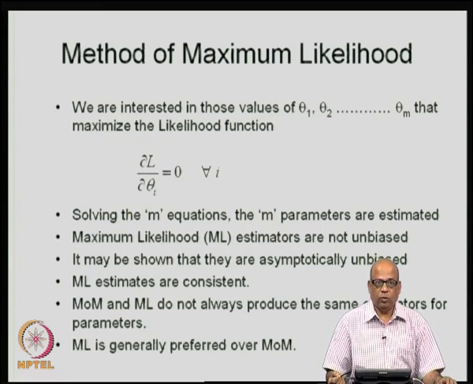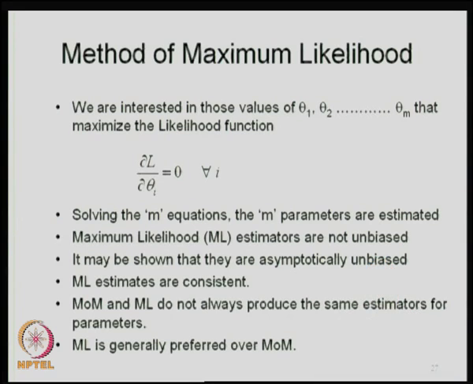So, we have just used the method of moments and introduced the method of maximum likelihood. The maximum likelihood estimates are not unbiased estimates. Remember, we also introduced earlier the concept of an unbiased estimate and the consistent estimates. Maximum likelihood estimates are not unbiased. However, as you estimate using maximum likelihood methods with a large number of samples, they may be asymptotically unbiased. It may be shown that the maximum likelihood estimates are asymptotically unbiased. However, the maximum likelihood estimates are consistent. So, we just introduced the consistency concept. The maximum likelihood estimates are consistent.